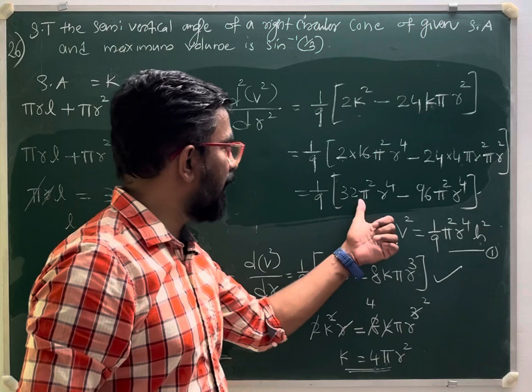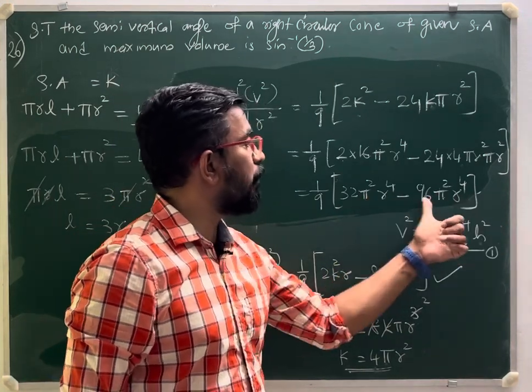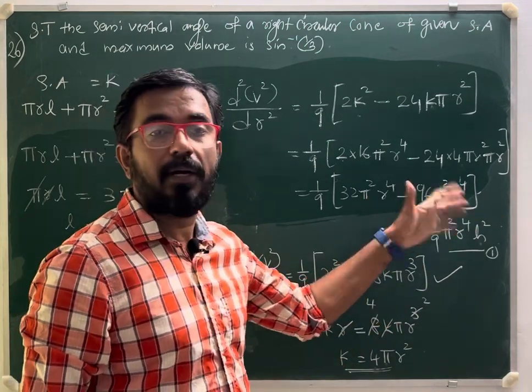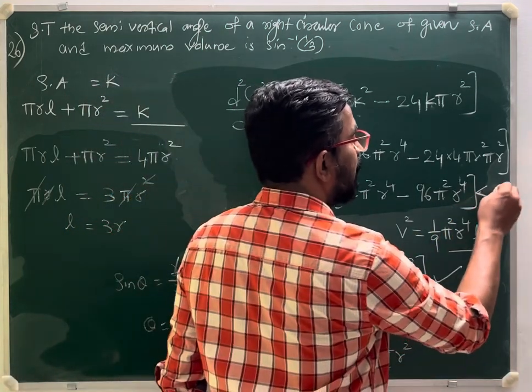Children, look, both are like terms. Pi square r power 4, pi square r power 4. So when you subtract, 32 minus 96 is negative. The rest all are positive. Pi square is positive, r power 4, 1 by 9, everything is positive. But here when you subtract, you get, so this is less than 0.